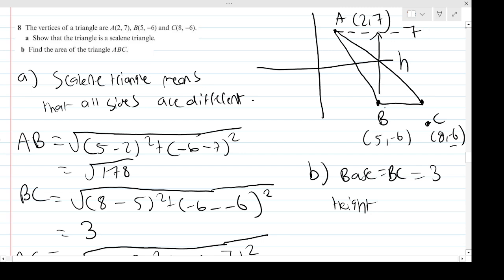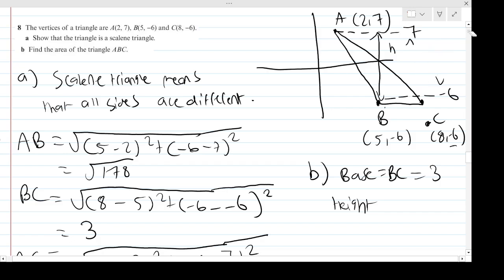Anyway, the height again is from the top A, the top level, to the bottom level. So that's the vertical height, H. So we know at the top the y value is 7. Then at the bottom, well, it's -6, right? -6 there. So I want the distance between 7 and -6. Well, that's going to be 13, isn't it? Because you want to first get from 7 to 0, that's 7. Then you go underneath by another 6, right? So in total, you get the height is 13 there.